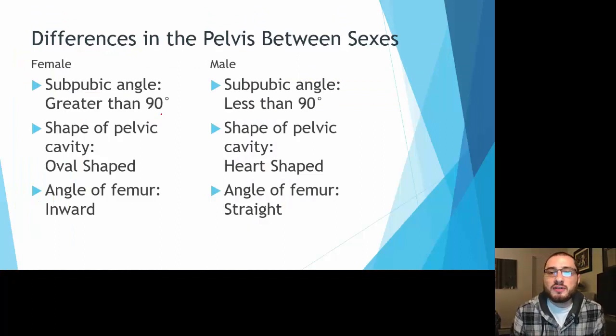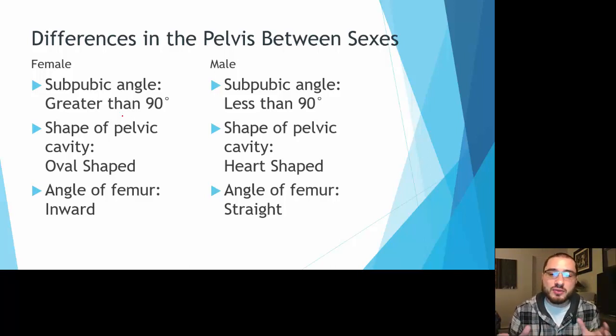Now, when we look at the pelvis of an individual, we see that the subpubic angle, so there's an angle at the bottom of the pelvis, it's going to be greater than 90 degrees in females. It's going to be less than 90 degrees in males. When we look at the shape of the pelvic cavity, we see that males have this heart-shaped pelvic cavity, which is not really conducive to childbirth, where the female pelvic cavity is going to be more of an oval shape, which allows for the passage of a baby through that canal.